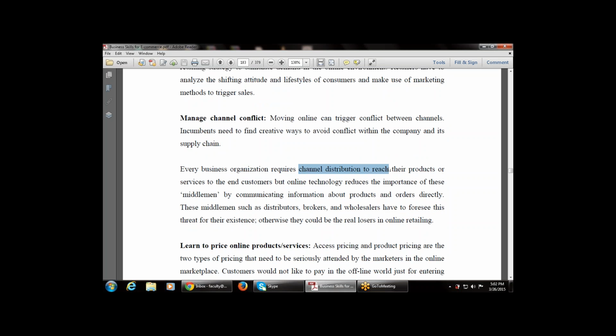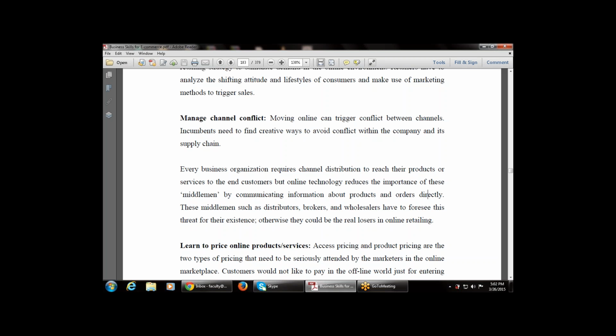Every business organization requires channel distribution to reach the end consumers with its products or services. But online technology reduces the importance of these middlemen by communicating information about products and orders directly. These middlemen may be distributors, brokers, or wholesalers, who have to rethink their existence. Otherwise, they would be the real losers in online retailing.